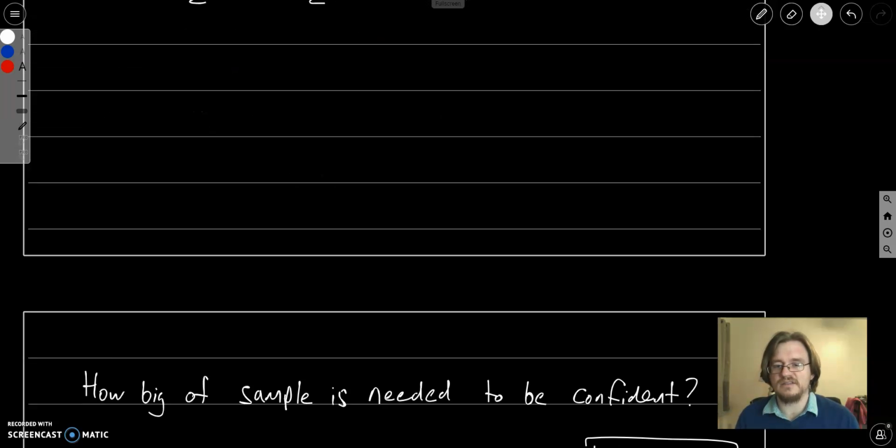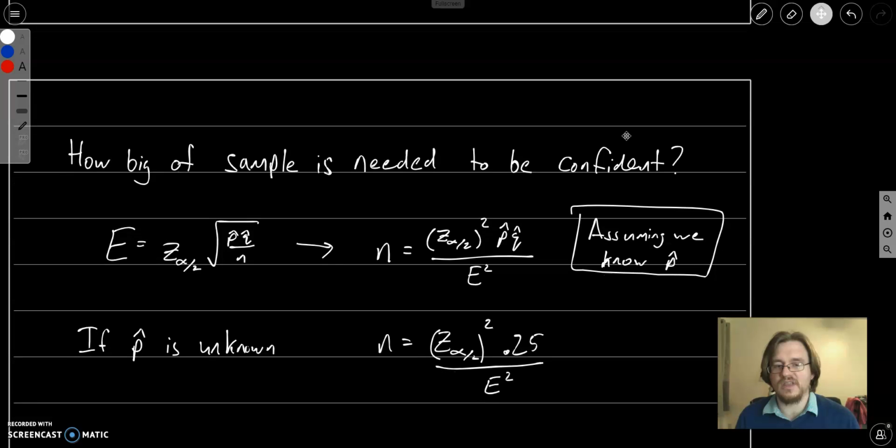Okay, so my final comment is that the margin of error depends on the sample size. If we want a smaller margin of error, we have to take a bigger sample. So one question is, if I know how big I want my confidence interval to be, how many people would I have to sample? How many objects would I have to sample to come up with a margin of error that's pretty small?